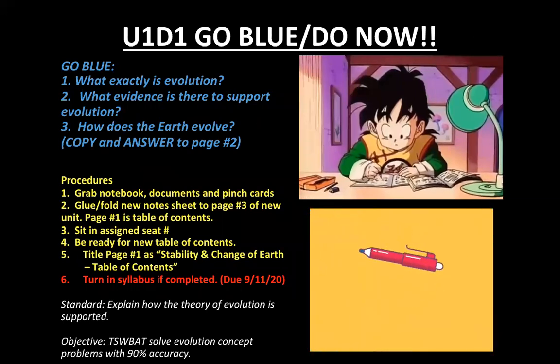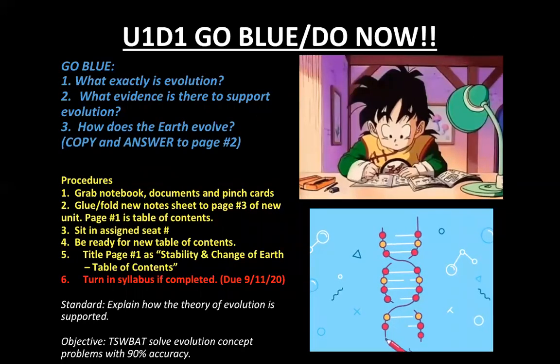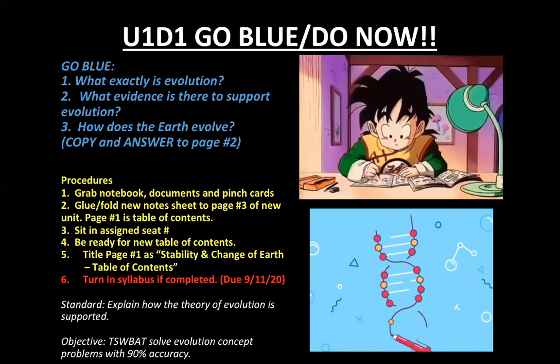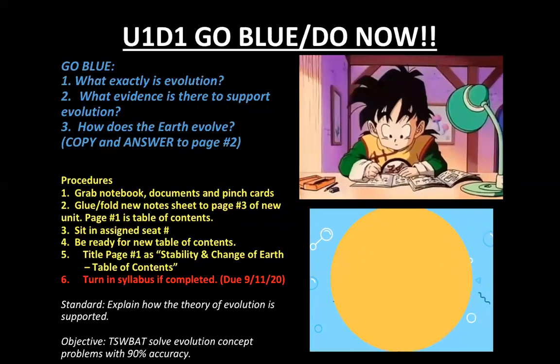Unit 1, Day 1. We have our Go Blue, and our 3 Go Blue questions are kind of like prior knowledge questions, right? So number 1, what exactly is evolution? Okay. Number 2, what evidence is there to support evolution? And then number 3, how does the Earth evolve? So again, take a moment to pause the video, answer those questions on your own, maybe research them on your own, and like in class, we will discuss them. So please pause the video, write those down, and answer those questions.